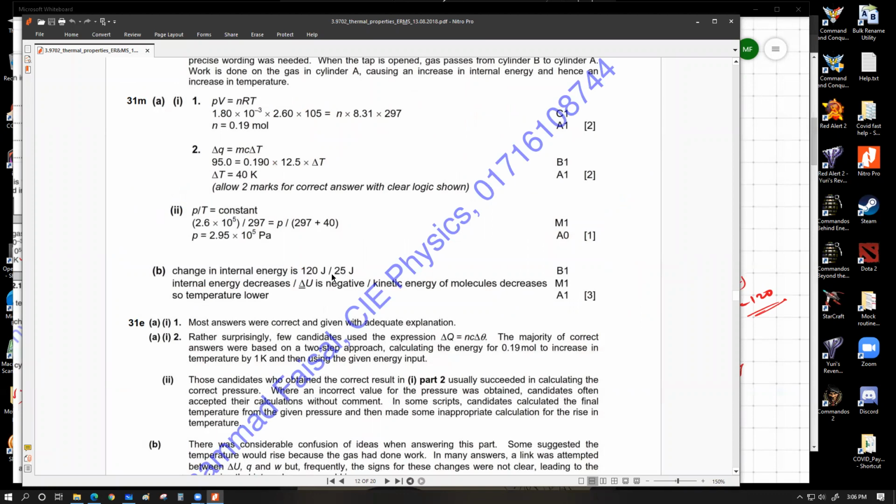So the change in internal energy is 120 joule divided by 25 joule. Internal energy decreases, or delta U is negative, kinetic energy of the molecules decreases, so temperature is lower.